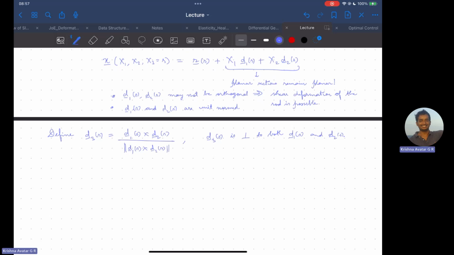So it means that the choice of D3 is not free. It does depend on some quantity. It does very much depend on D1 and D2. So far, so good.